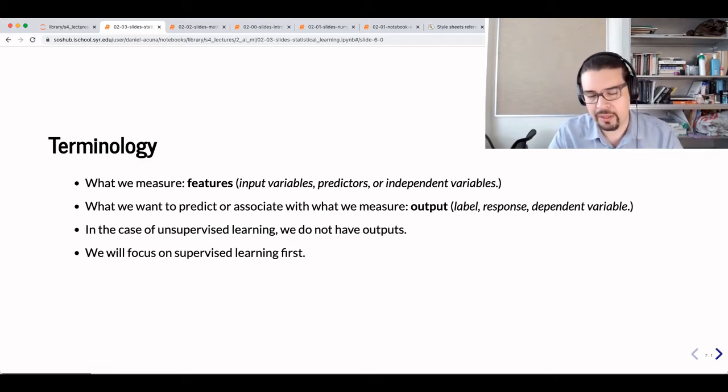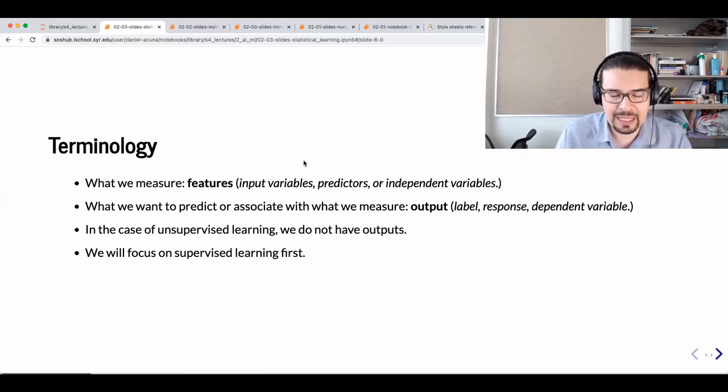Now, I will start by thinking about supervised learning. In supervised learning, you have inputs, features, predictors, independent variables, whatever you want to call them, that are related somehow to an output, a label, a response, a dependent variable. You want to learn a relationship between the two, so that when you see new features in the future, you can apply that relationship and predict or estimate what the output should be for that set of features.